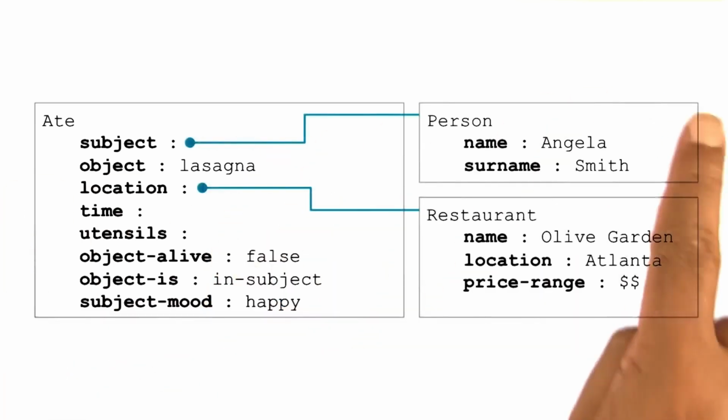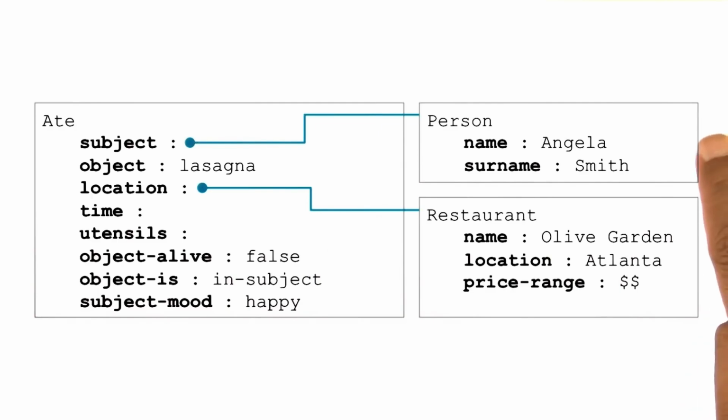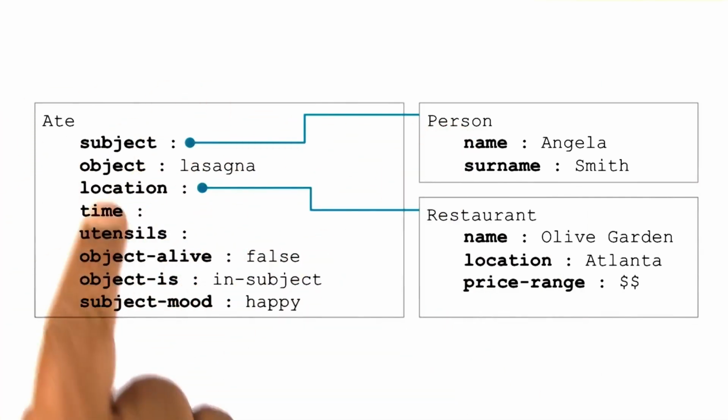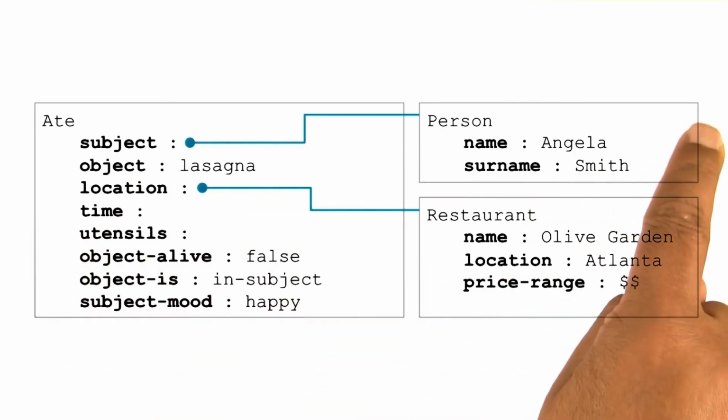Here is an illustration which shows you that. We may have other information about Angela, quite apart from that sentence about Angela having lasagna with her dad, and that information might be pulled together with this frame for eat through this pointer, so that now this frame for eat gets connected with this frame for Angela.